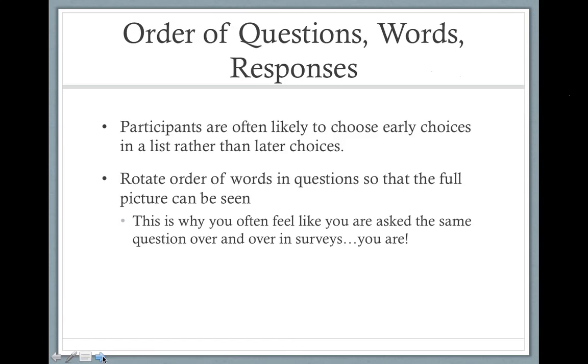Order of questions, the words and responses. Participants are often likely to choose the early responses in a list of choices rather than later ones. And so what researchers often do is they rotate the order of the words in questions in different questions so that the full picture can be seen. So if you feel like you're being asked the same question with different wording all throughout the survey, you are. The reason is to minimize error. They want to make sure that you don't just pick the first response versus the one that you really mean.